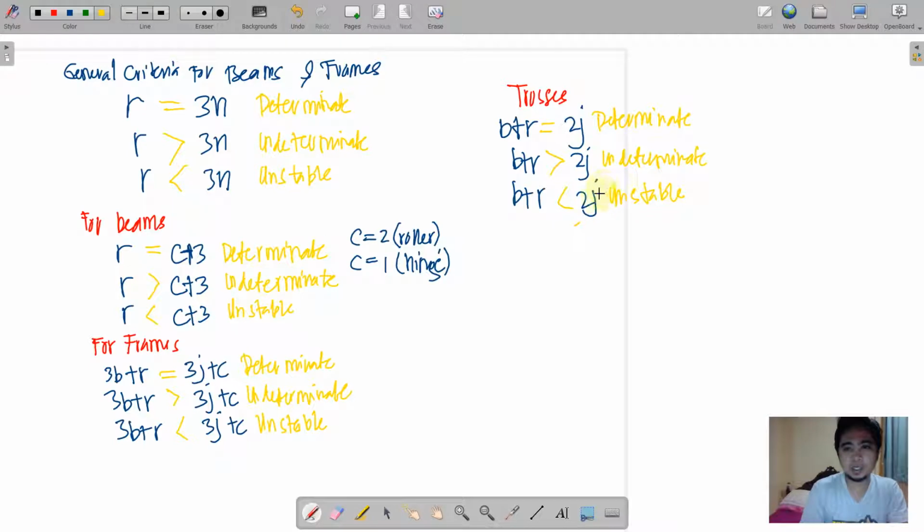So what is J here? J is the number of joints. Just have to count that one. Similar to this J here on the frames. And C here is similar also to the C here, or the internal reaction coefficient. And then J here is the number of joints. B here is the number of members, or the number of bars. So let us now proceed to a concrete example involving this criteria.